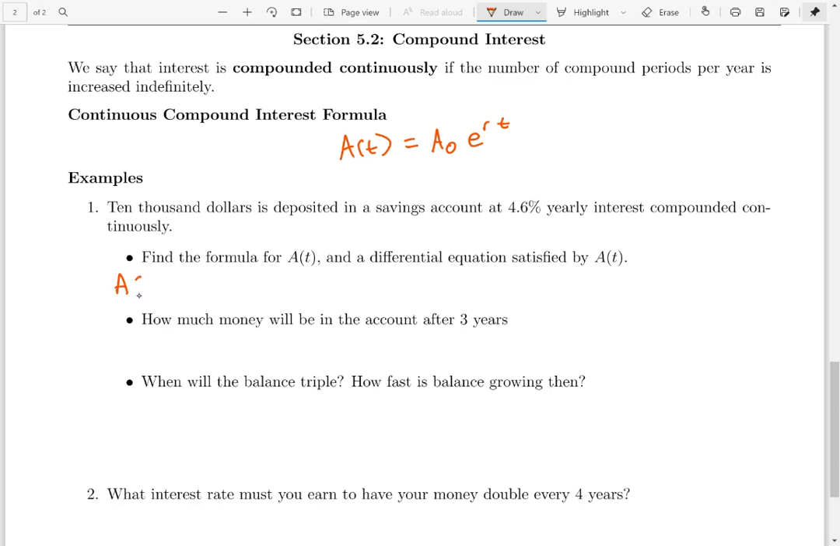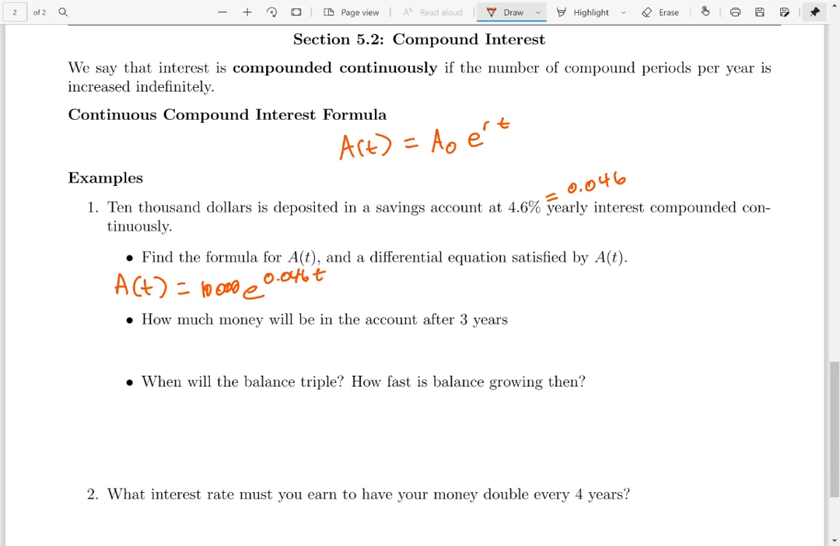Well, we know that A of t is going to be equal to our initial amount, which is $10,000, times e to the interest rate, but the interest rate needs to be in decimal form. Percent is per 100, so 4.6 divided by 100 gives me 0.046, and so then my rate r is 0.046 times the time t.